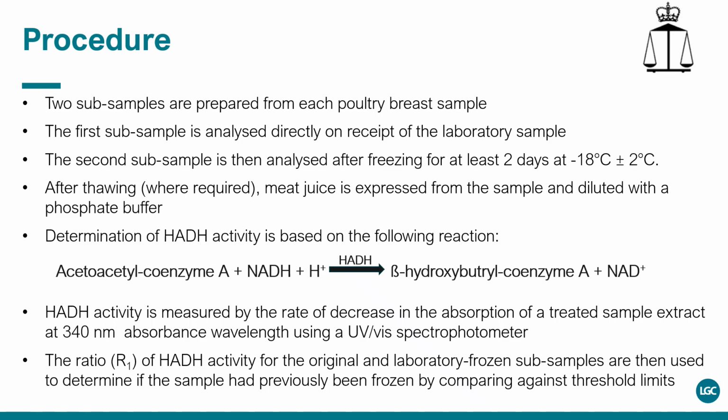After thawing, where this is required, the meat juice is pressed from the sample, filtered, and then diluted with a phosphate buffer. The HADH activity is measured by measuring the rate of decrease in the absorption of a treated sample extract mixed with Hydroxyacyl-Coenzyme A at 340 nanometers using a UV spectrophotometer. The resulting ratio, R1, of the HADH activity for the original and laboratory frozen subsamples is then used to determine whether the meat sample has previously been frozen by comparison against threshold limits.